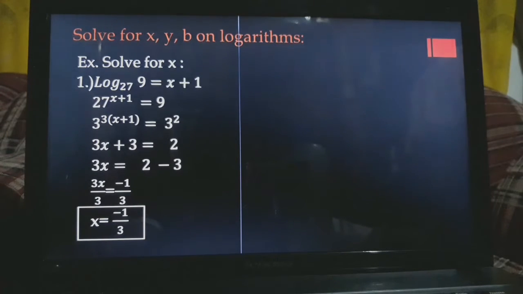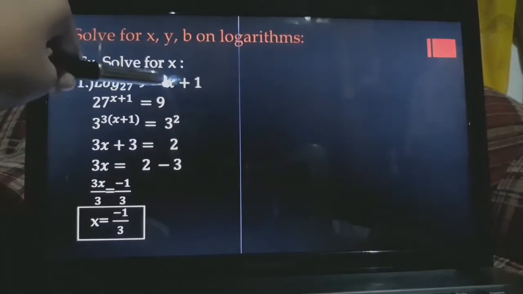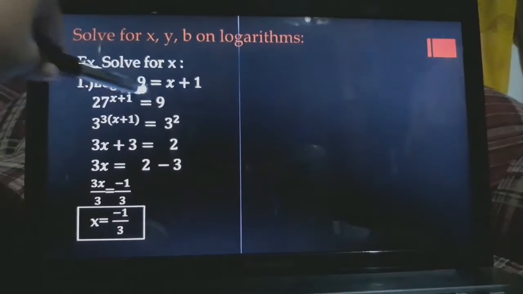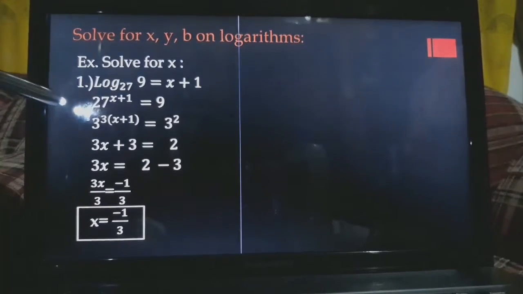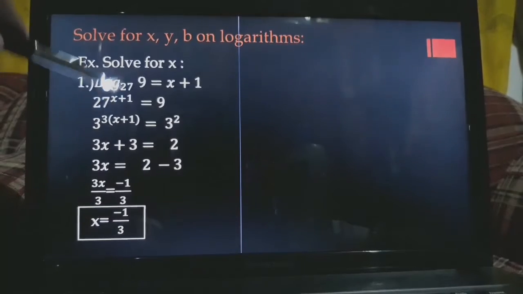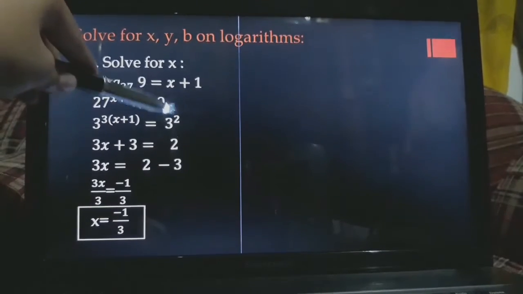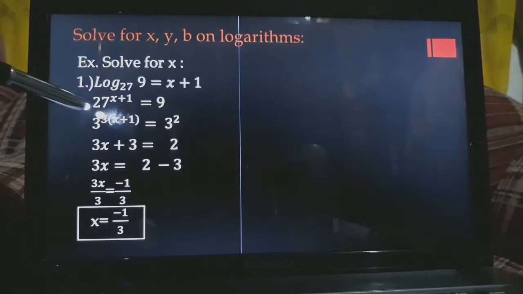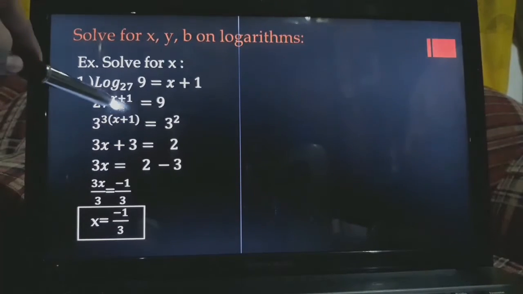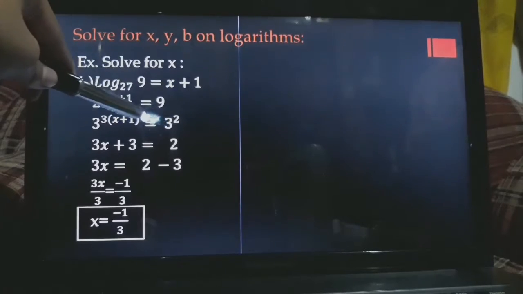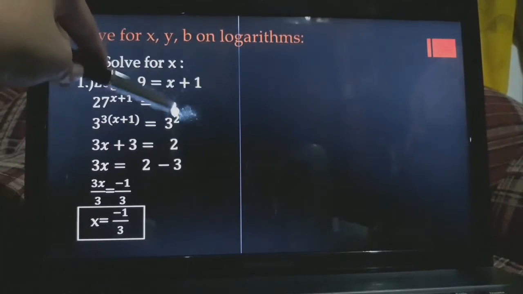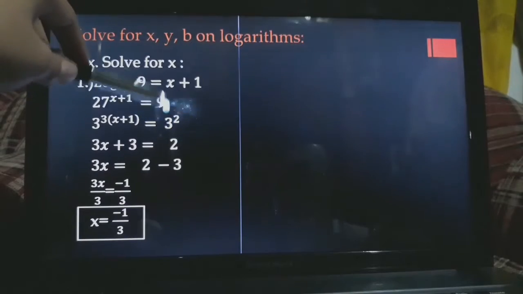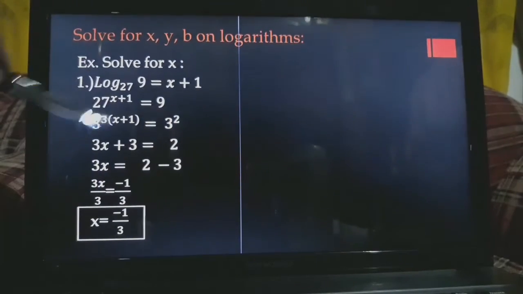Solve for x. Example number 1. Logarithm of 9 to the base of 27 is equal to x plus 1. This should be converted into exponential form, written as 27 raised to x plus 1 is equal to 9. We know that 3 to the third power is equal to 27. Then copy as it is. Equal to 3 squared, because 3 squared is equal to 9. Then cancel.